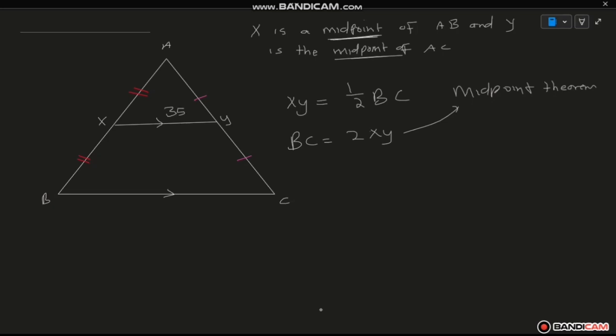Okay, now let's say we have 35 here, then they want us to find the length of BC. Therefore, we have BC here as what? As Y. 2 times what is XY? It's 35. Then the length of BC is going to be 70. That's why I'm saying BC is 2 times XY. But we're not going to have all of this if we do not understand the proportionality theorem and the midpoint theorem. So for us to understand the midpoint theorem, we must know the proportionality theorem.